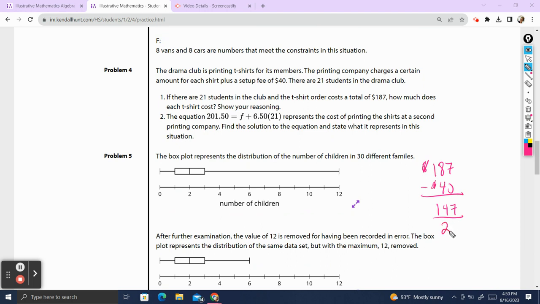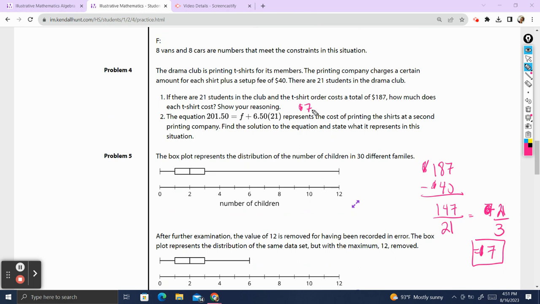Now we have 21 students, so we're just going to divide it by 21. Now I'm going to simplify my fraction before I divide. So I divide the top by 7, and I'm going to get 21, and we'll divide the bottom by 7 and I'm going to get 3, which tells me 21 divided by 3 is $7, which is the $7 that each student spent on the t-shirt.